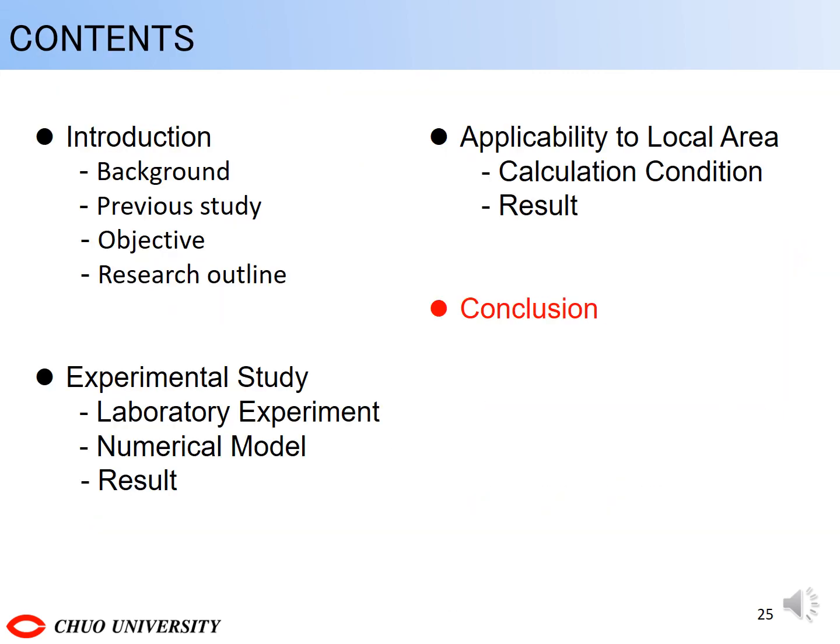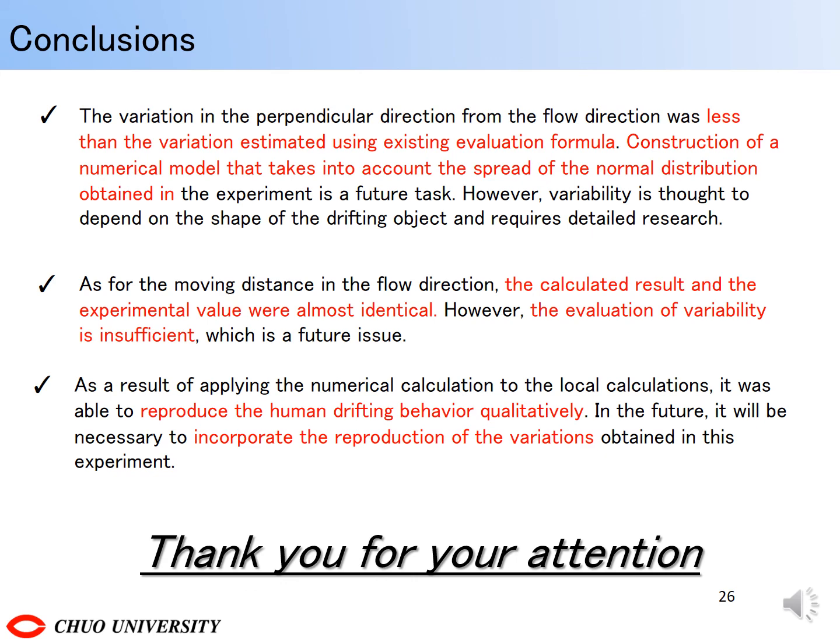This is our conclusion. The variation in the perpendicular direction from the flow direction was less than the variation estimated using the existing evaluation formula. Construction of a numerical model that takes into account the spread of the normal distribution obtained in the experiment is a future task. However, variability is thought to depend on the shape of the drifting object and requires detailed research. As for the moving distance in the flow direction, the calculated result and the experimental value were almost identical. However, the evaluation of variability is insufficient.